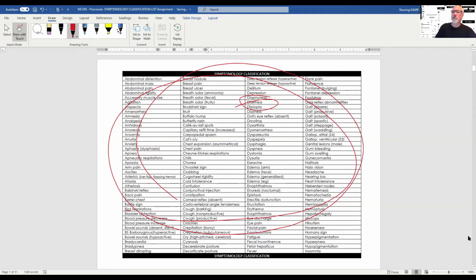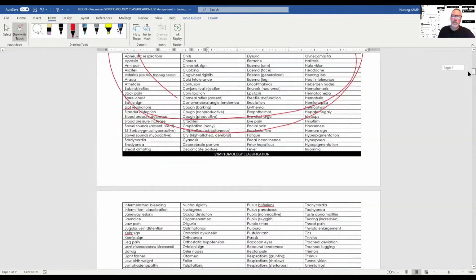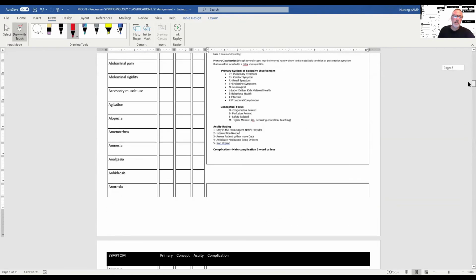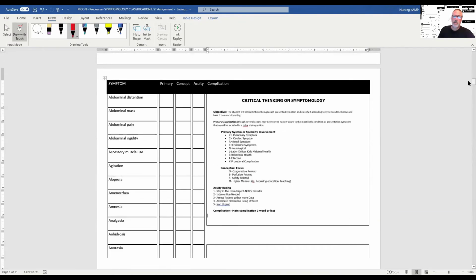So let's move on down. You have a lot of symptoms to go through, and I put together a sheet here, so there's more symptoms, and this is the sheet. Now, this sheet is basically divided into 3 different parts, and those 3 different parts are here. So when you have abdominal distension right here, your first step is to say, what is the primary symptom, or the system that's responsible for that?